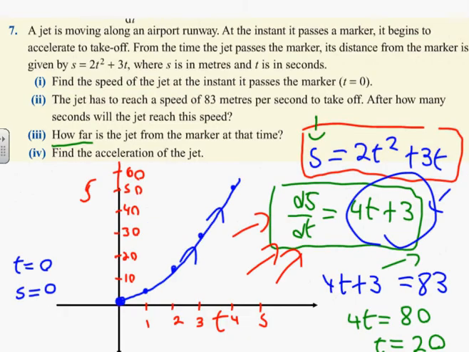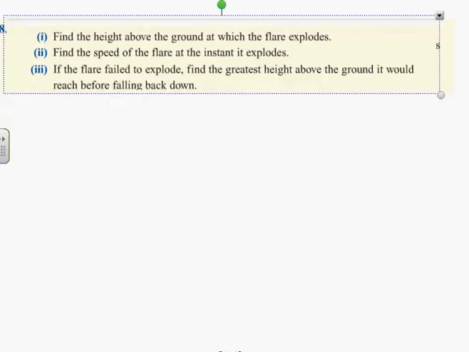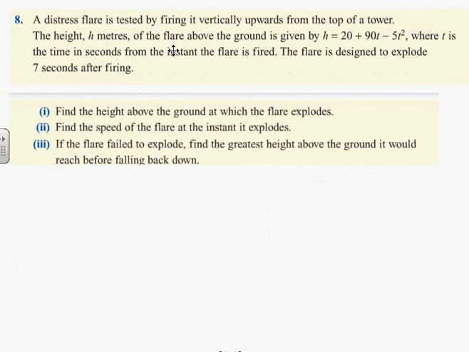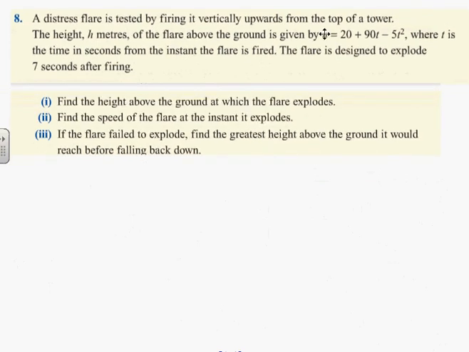What we have here is a distress flare is fired vertically upwards. The height h in meters of the flare above the ground is given by h equals 20 plus 90t minus 5t squared. Even though it says h, what is h? Height is a form of what? Distance. So the rules of the last question obey to this question as well.